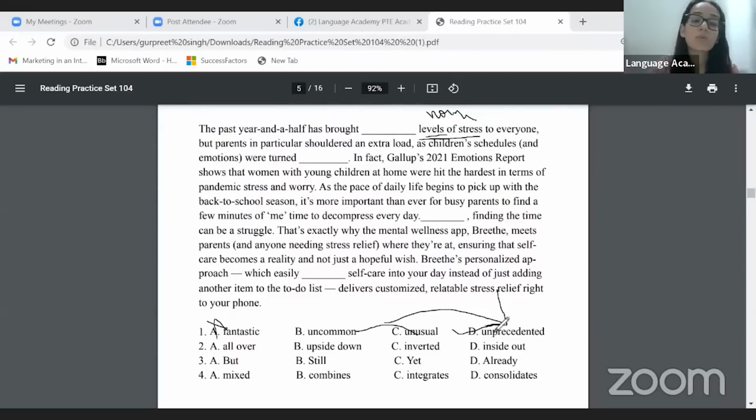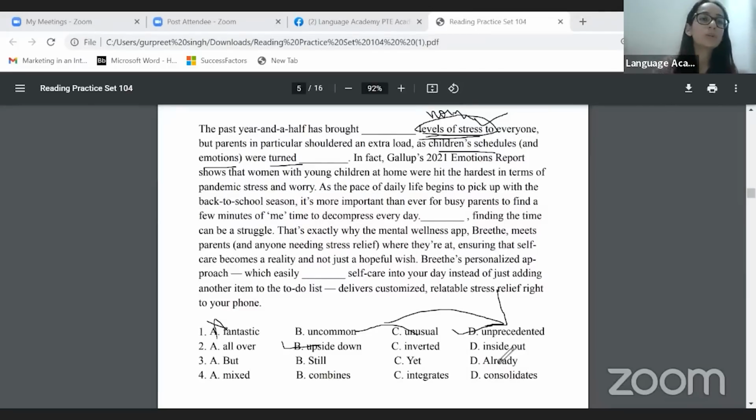It's a very common word to come in blanks as well, so it should be in your vocab list. So a lot of stress, and those who are writing fantastic, please read the sentence till the full stop. So it has brought unprecedented levels of stress to everyone, but parents in particular shouldered an extra load as children's schedules were turned to dash. So if you are talking about stress, obviously there's something negative that happened to children's schedules and emotions. They were turned all over, turned upside down, turned inverted, turned inside out.